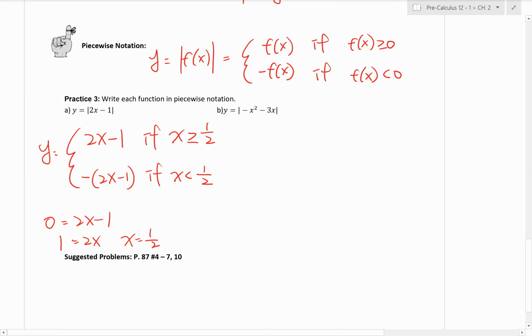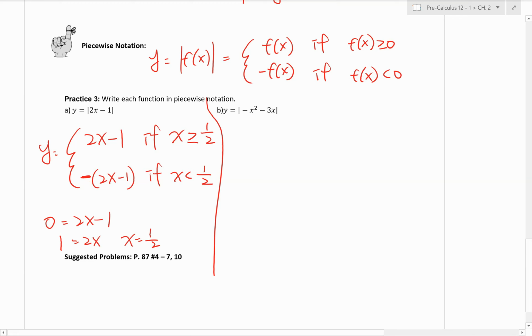If you put, let's say, 5 into x, you can see 2 times 5 is 10, 10 minus 1 is 9, which is positive. So that's the positive case. You put it into this first notation here. When x is less than 1/2, for example, 0, 2 times 0 is 0, minus 1 is -1, and you can see the value is negative, and therefore to make it positive, we need to throw in this negative sign here to make it positive. Okay, I'll show you one more.